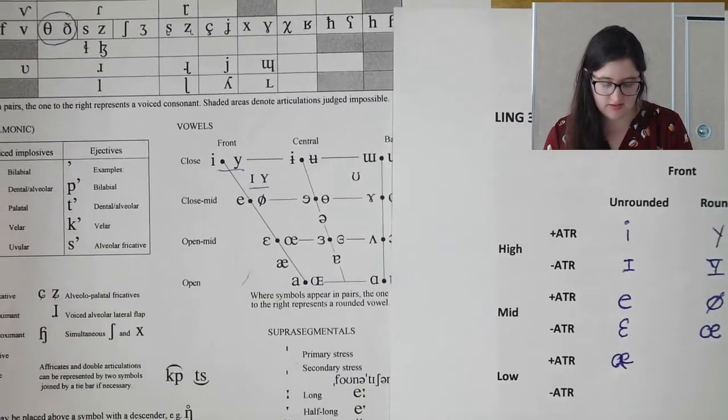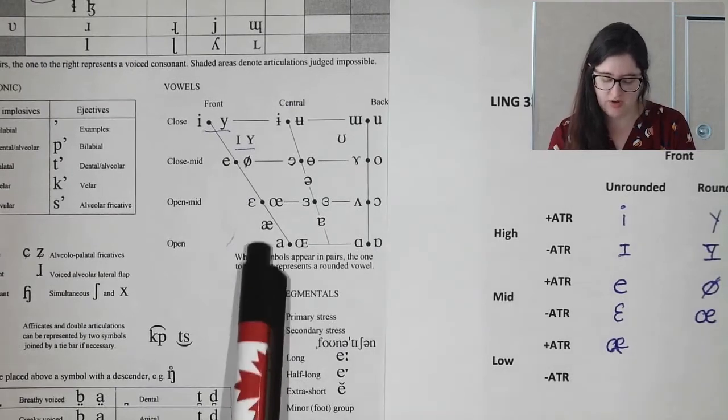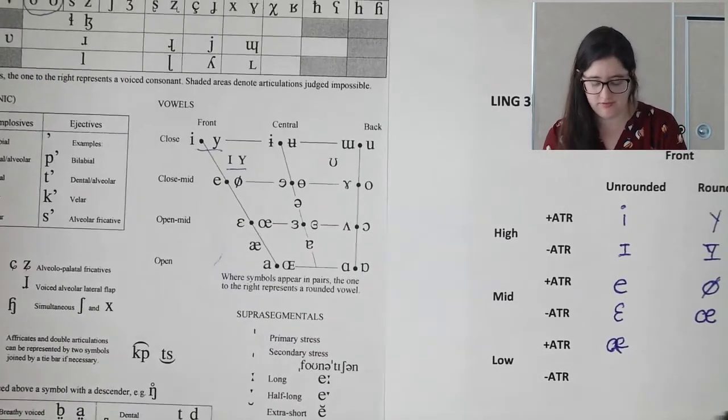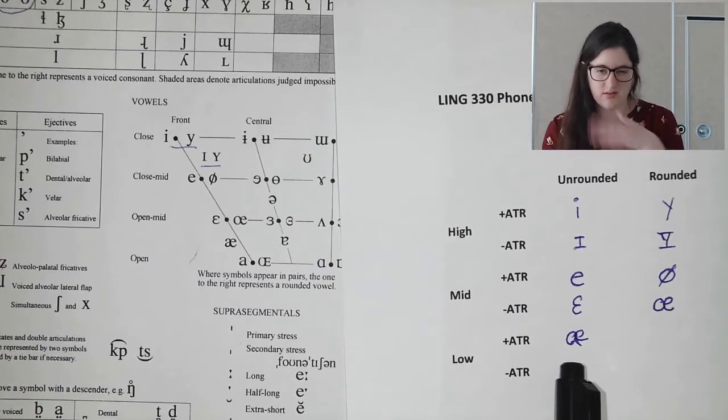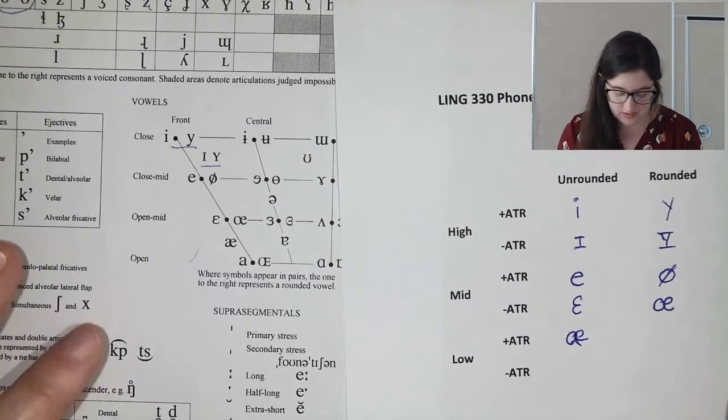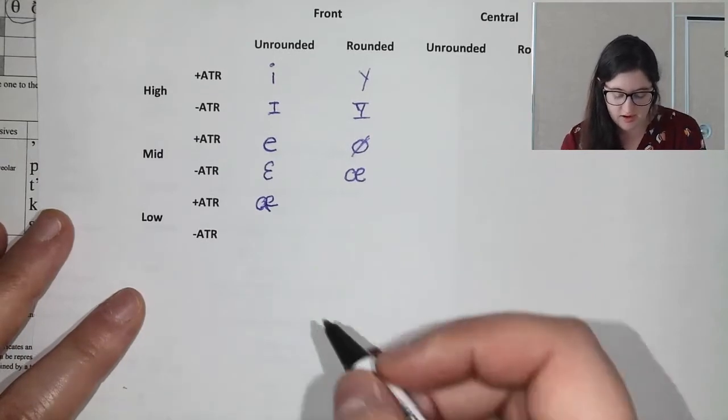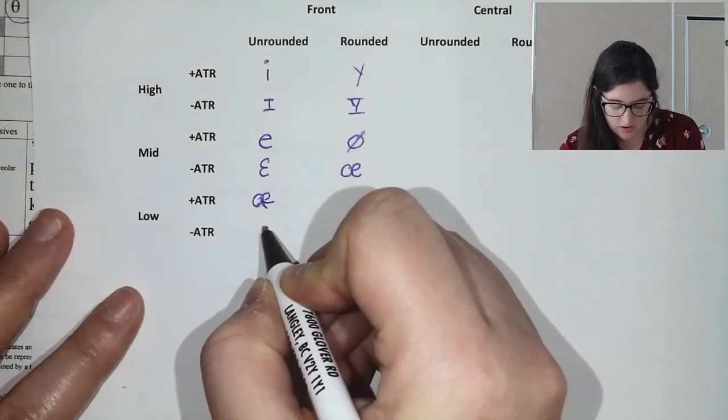There is not technically a rounded version of that vowel. This is not a very common vowel. We have it in English, but it doesn't show up in a lot of languages, and there isn't really a rounded version of it. And then finally we have ah.